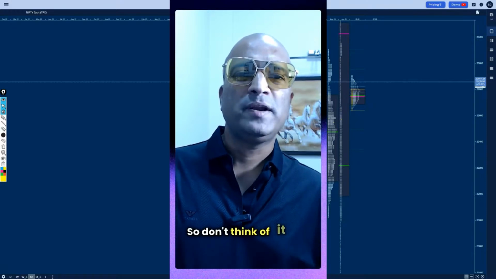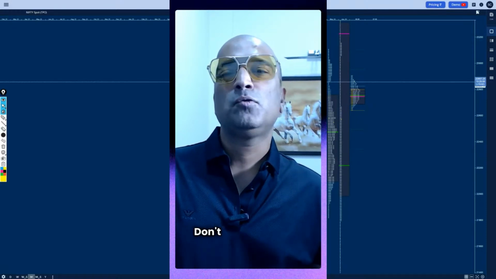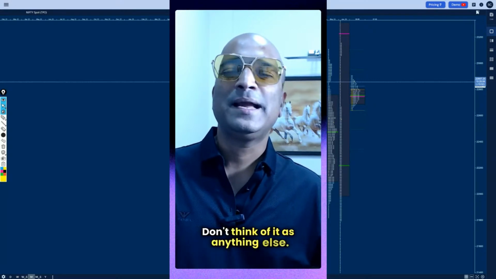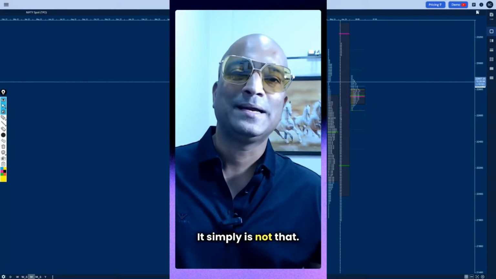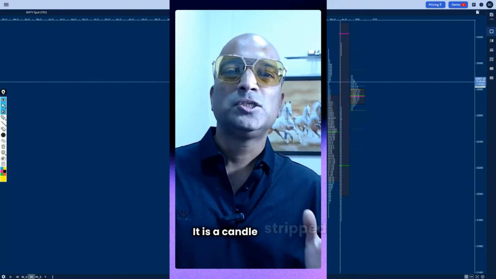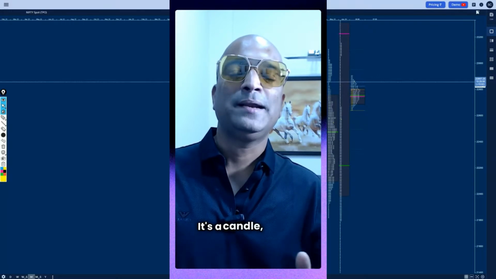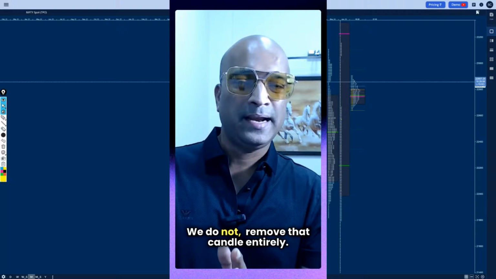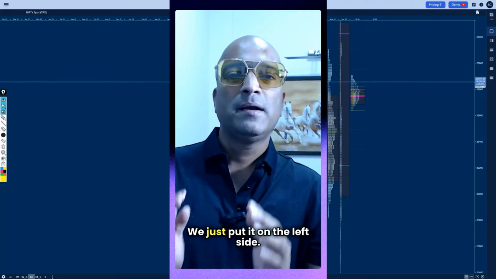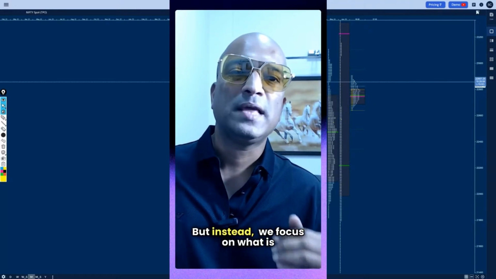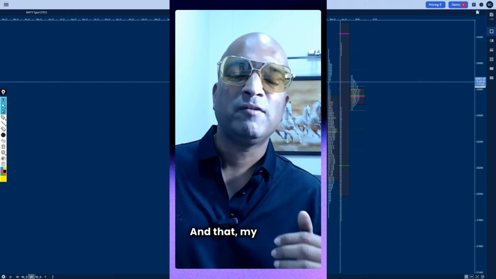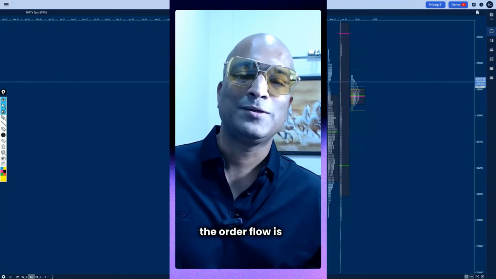So don't think of it as an indicator, don't think of it as an add-on tool, don't think of it as anything else. It simply is not that. It is a candle stripped open. It's a candle whose color has been taken out. We do not remove that candle entirely. We just put it on the left side, but instead we focus on what is happening within that candle, within that bar, and that, my friends, is what order flow is all about.